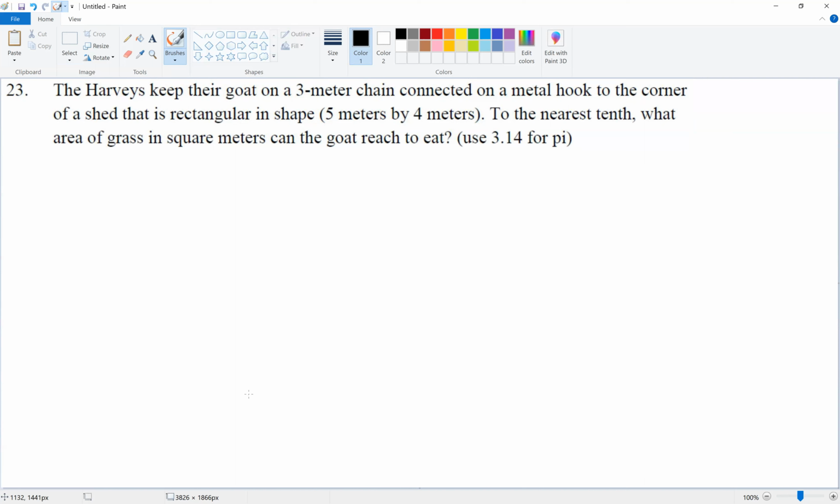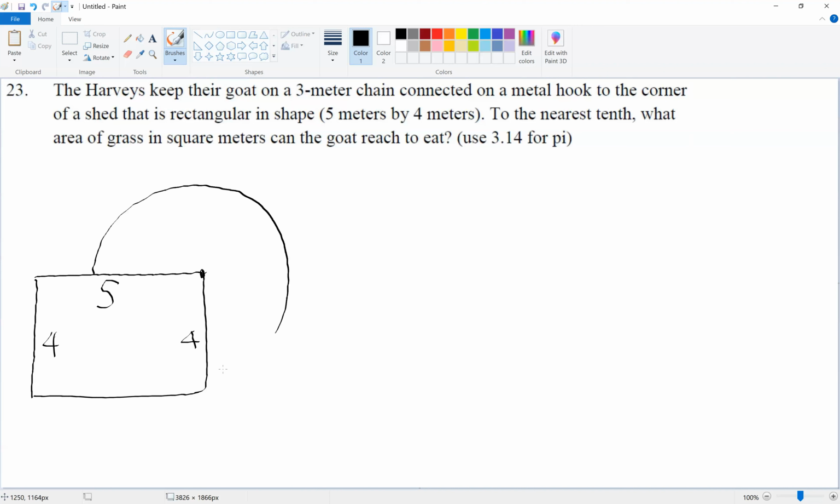So there's a rectangle shed, and there's a 3-meter chain. Oh, wait, I forgot to read the question. The Harveys keep their goat on a 3-meter chain connected on a metal hook to the corner of a shed that is rectangular in shape, 5 meters by 4 meters. To the nearest tenth, what area of grass in square meters can the goat reach to eat? We use 3.14 for pi.